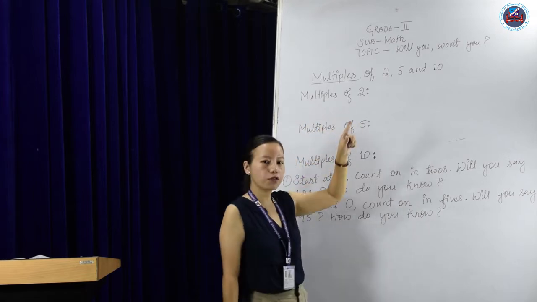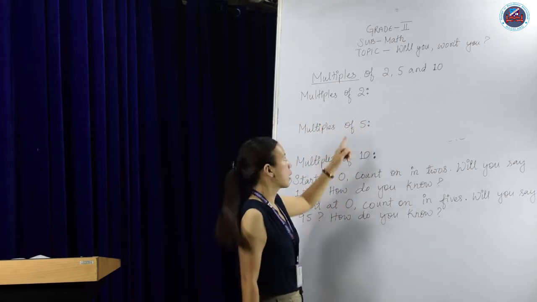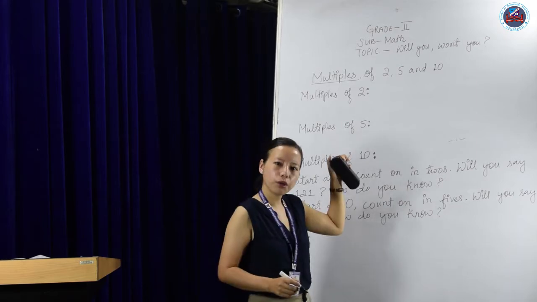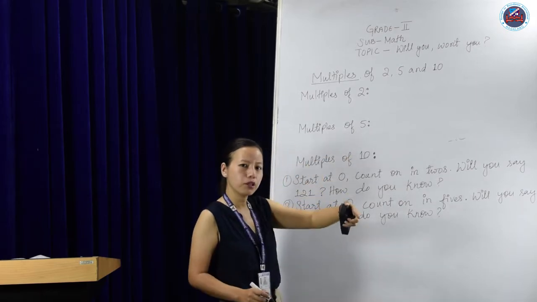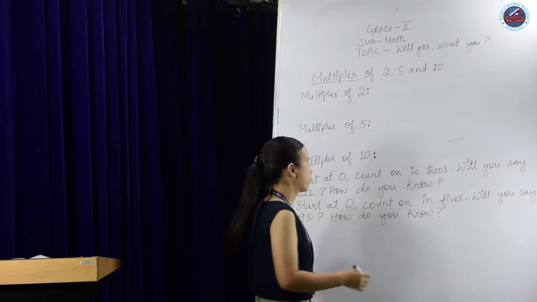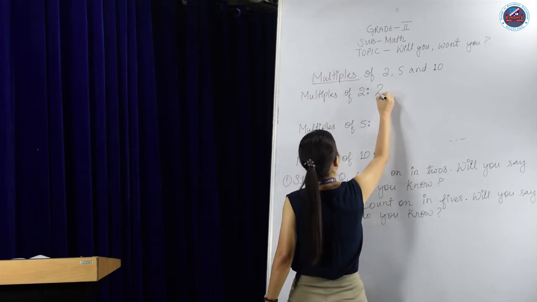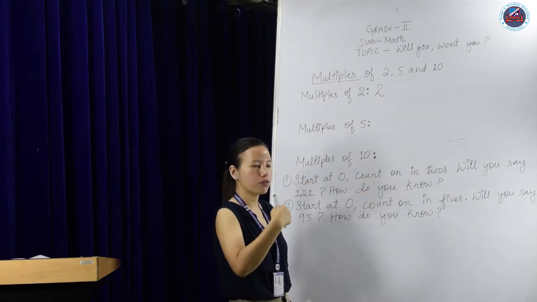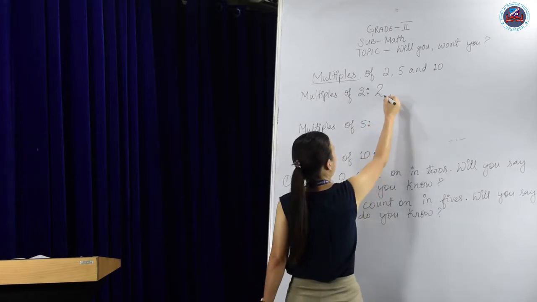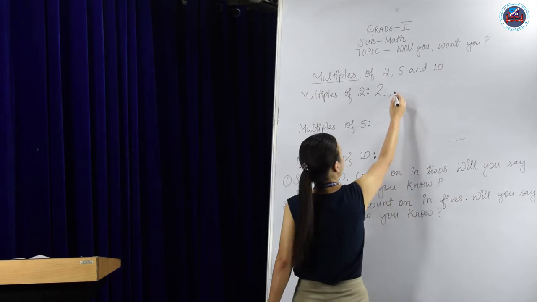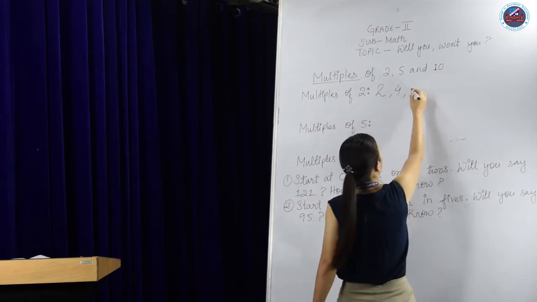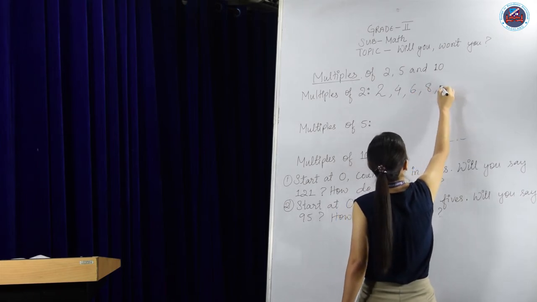For the multiples of 2, we already know the tables of 2, right? So we will go on straight away with the multiples of 2. To get the multiples of 2, we count on 2 places. When we count from 0 by 2 places, we get our first multiple as 2. If we count on 2 places again, that is we add 2 more, we get 4, that is the next multiple of 2. Then if you add on 2, you get 6, and that's how it goes on.